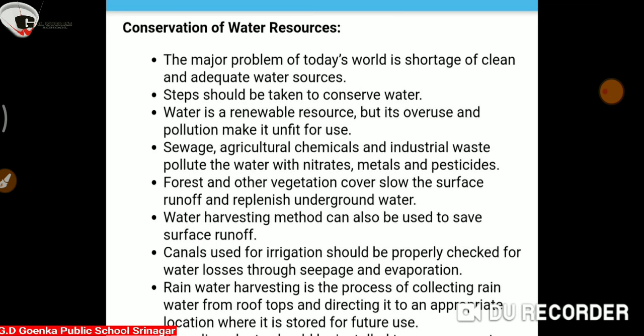Water harvesting methods can also be used to save surface runoff. So we need to understand the water harvesting methods. What is the water harvesting method? As we are aware, we need to store water.